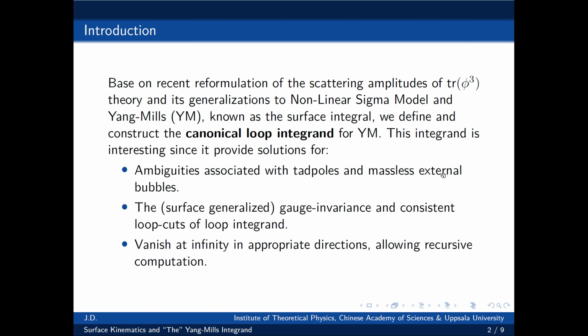So our work is based on a recent reformulation of the scattering amplitudes. We define and construct the canonical loop integrand for the Yang-Mills. This integrand is very interesting for the following properties. It solves the ambiguities with tuples and massless external bubbles. It also satisfies the perfect gauge invariance and loop cuts. And finally, it vanishes at infinity in some directions, allowing us to compute it recursively.